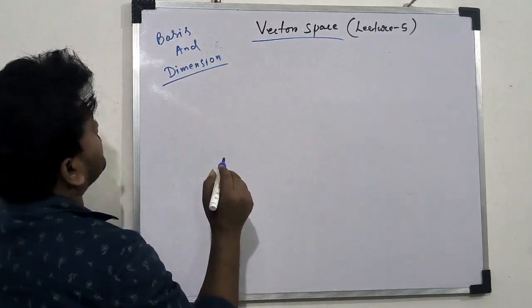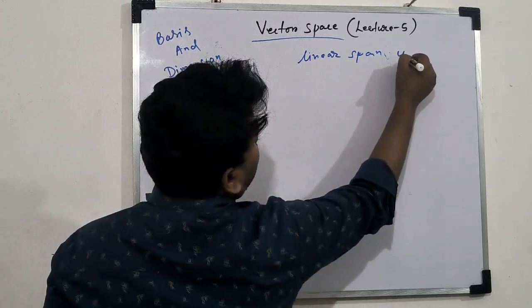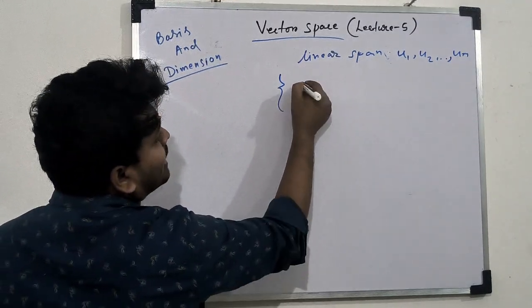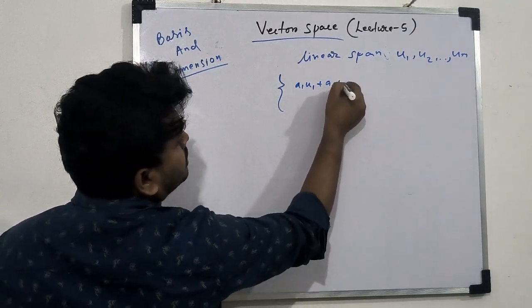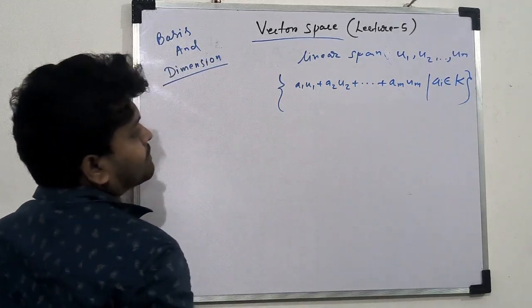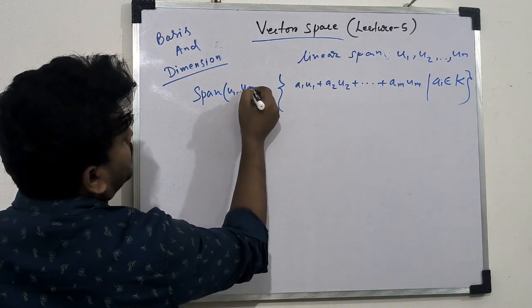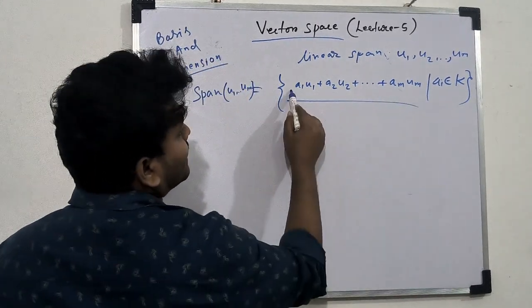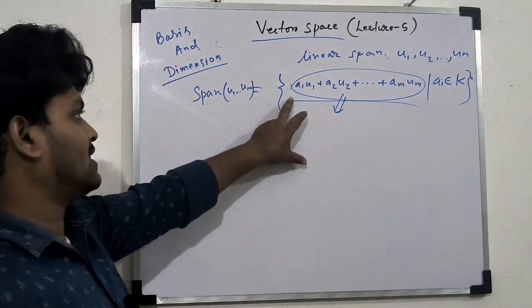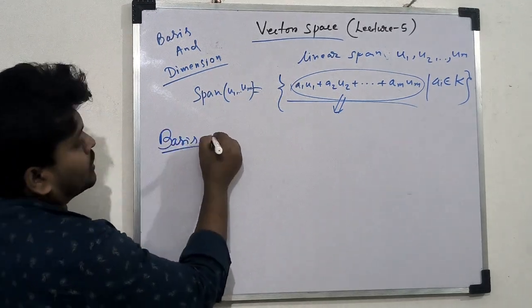So for a basis you have to know the linear span of the vectors u1, u2, ..., um. If we collect all linear combinations of these vectors such that this ai belongs to a field k, then this collection is the linear span of the vectors u1, ..., um. So this is a collection of all such linear combinations. This is called a linear combination of the vectors u1 to um, and the collection of all such linear combinations is the span of those vectors.